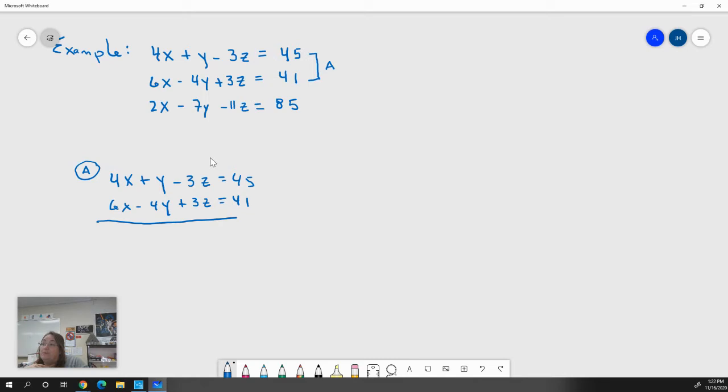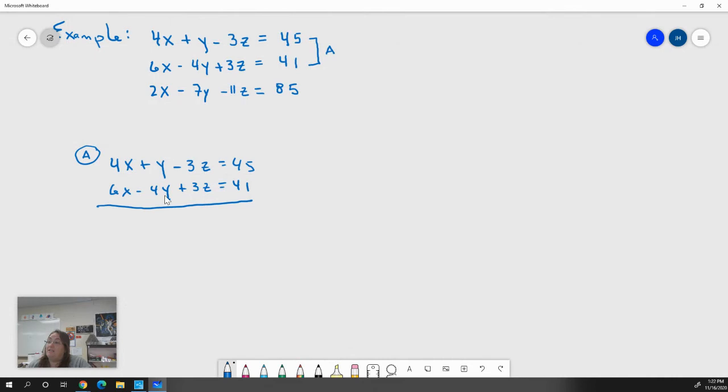This is a fairly simple three variable problem because I don't have to manipulate either of these to get one of the variables to fall out. So I'm just going to go ahead and add these. 4x plus 6x equals 10x. y minus 4y equals negative 3y. Minus 3z plus 3z is just 0. It's what we wanted, right? Our z's disappear. 45 plus 41 equals 86. And so I've done everything I can do with this equation so far.